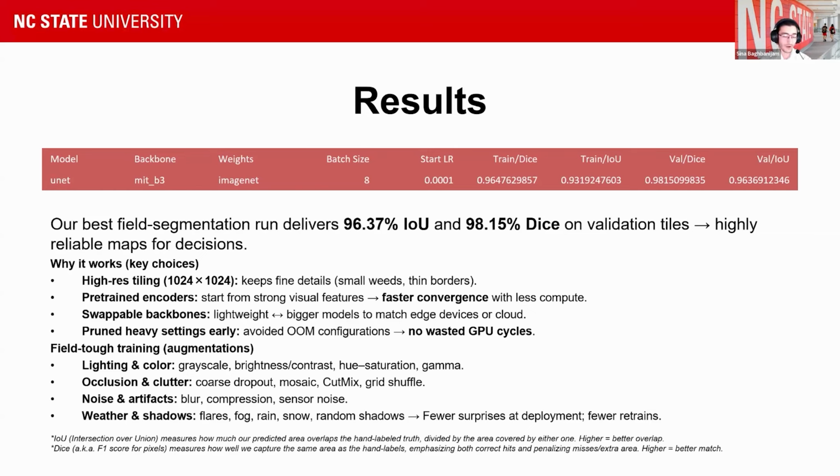So in my experience, going over 95% is really hard. And it just shows that our annotation pipeline is really well done. This is mostly because of the high resolution tiling, so we don't lose any detail, especially in the segmentation. The high resolution part is really significant. We do use pre-trained encoders, the backbones are swappable, and we prune the heavy settings early. So it's not like we go halfway through and then find that this doesn't work because some bottleneck or situation comes up. No, everything is caught early on.